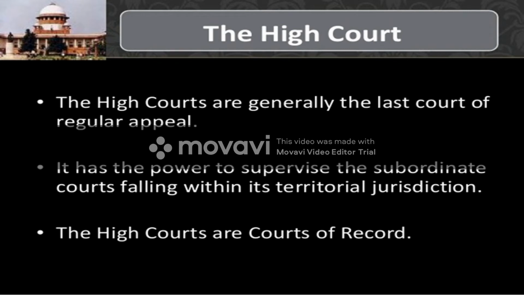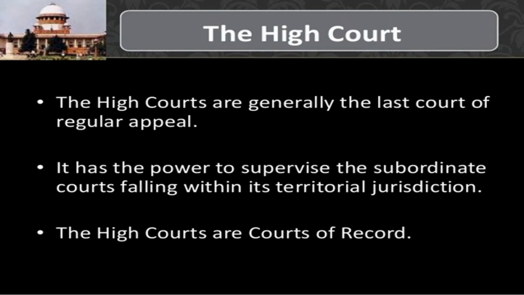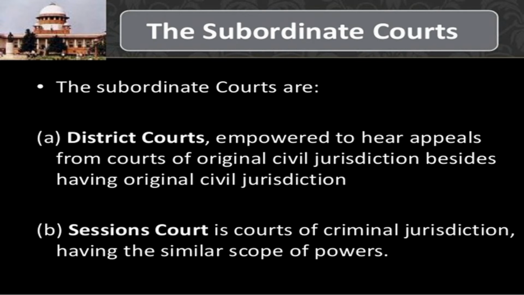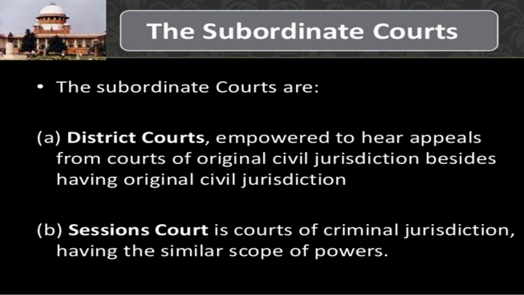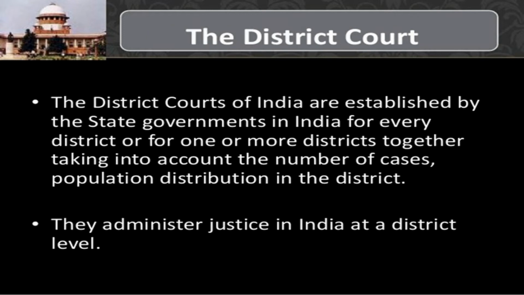The High Court. The High Courts are generally the last court of regular appeal. It has the power to supervise the subordinate courts falling within its territorial jurisdiction. The High Courts are courts of record. The subordinate courts. The subordinate courts are A. District courts empowered to hear appeals from courts of original civil jurisdiction besides having original civil jurisdiction. B. Session courts is courts of criminal jurisdiction having the similar scope of powers.